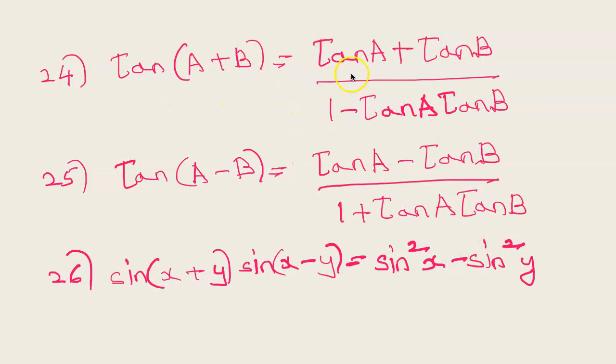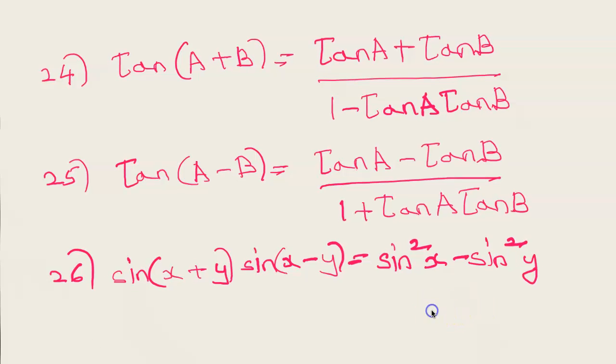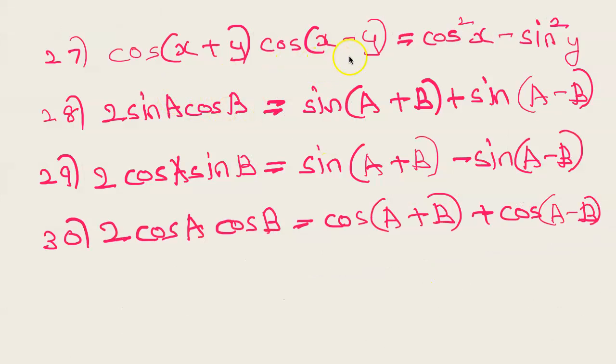Tan A plus B is tan A plus tan B by 1 minus tan A tan B. Tan A minus B is tan A minus tan B by 1 plus tan A tan B. The next two formulae are extremely useful, used to solve many tricky questions. That is, sin x plus y into sin x minus y is sin squared x minus sin squared y. Cos x plus y into cos x minus y is cos squared x minus sin squared y.